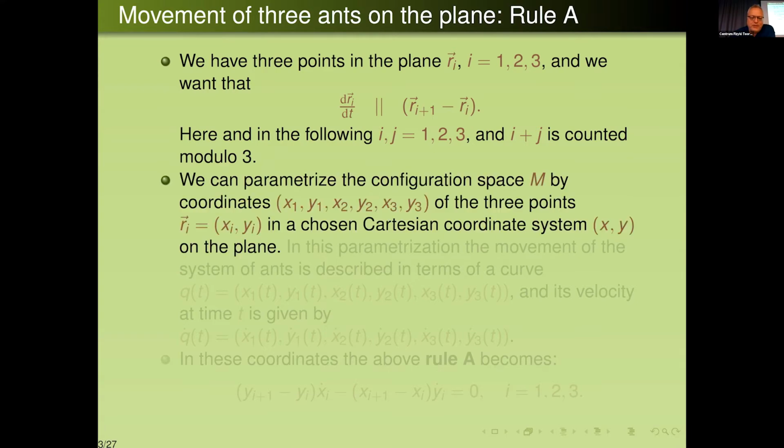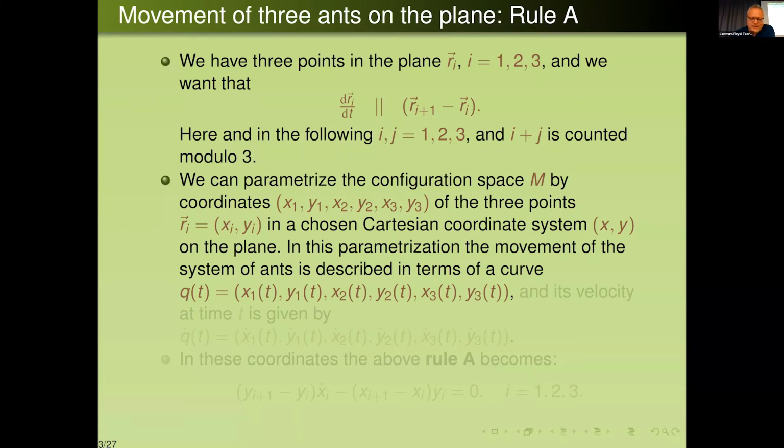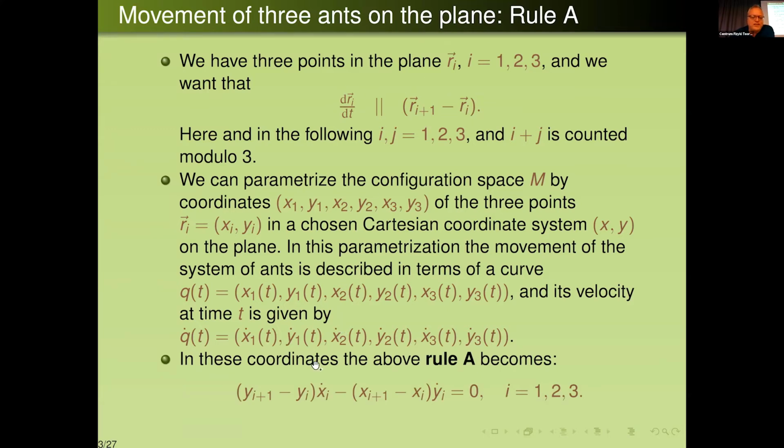Okay, so we can parameterize this configuration space by Cartesian coordinates on the plane. In this parameterization, the movement of the system is given as a curve in R^6, and its velocity is like that. Each of these conditions for each ant is just a scalar condition, so we have 3 scalar conditions on the movement. This is translated into 3 conditions on the coordinates x, y of the 3 ants and their velocities. So that's a linear constraint: for each i from 1 to 3, we have one equation which is indeed linear in the velocity.